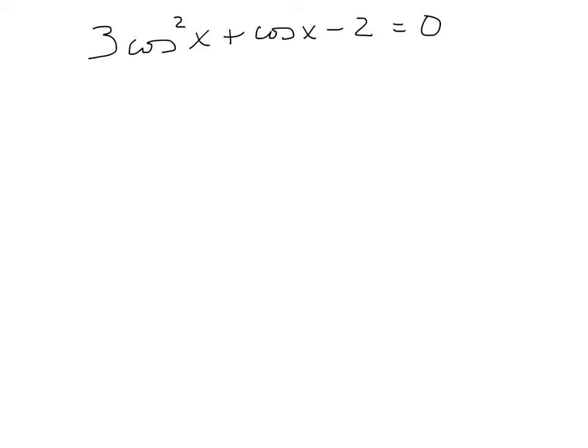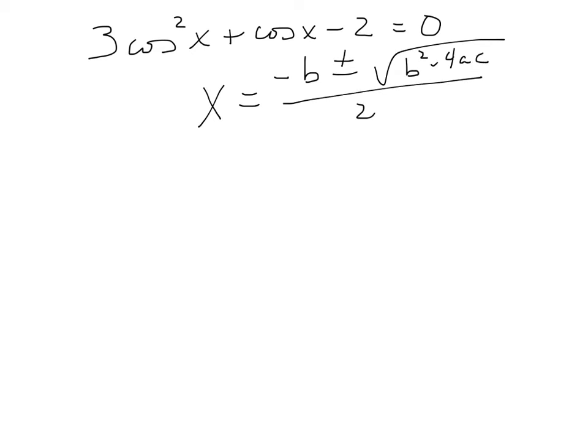Same question. This time I'm going to take you through the quadratic formula. If I can refresh your memory on that quadratic formula, it looks like this. X equals, x being the roots, negative b plus or minus, under the square root, b squared minus 4ac, and that is all over 2a.